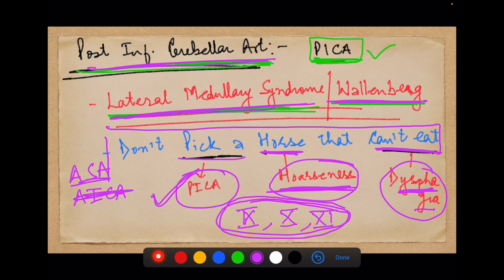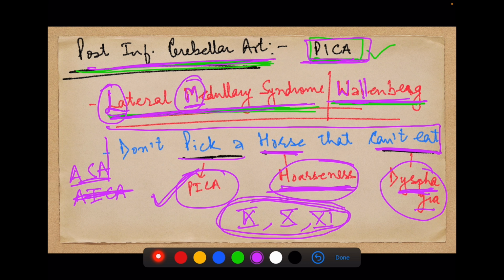Actually, I tried to memorize this during my NEET PG exam days. Like say Wallenberg, W is upside down of the M, so it is medullary, and there is Wallen, double N, so lateral medullary. It might sound quite stupid, but that's how I remembered it. Wallenberg is lateral medullary syndrome and PICA. So in short, PICA: don't pick a horse who can't eat.